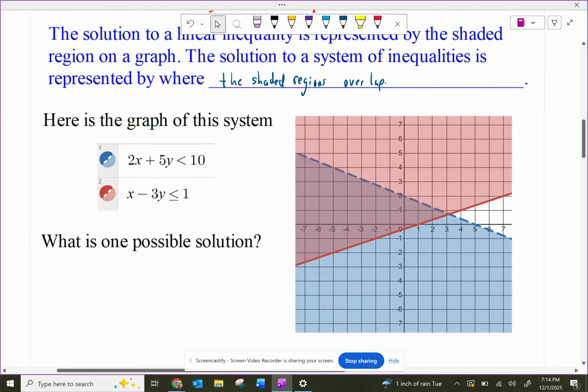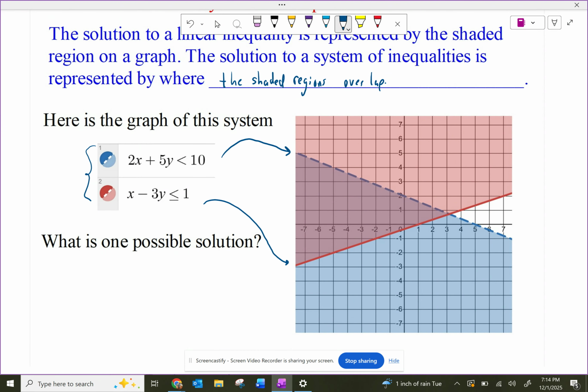So down here we see a system of inequalities. We have 2x plus 5y is less than 10, and that is this blue dashed line and everything shaded below it. Anything in that region is a solution to the first inequality. The second inequality, x minus 3y is less than or equal to 1, is made by this solid line inequality, and everything shaded above that line is a solution.